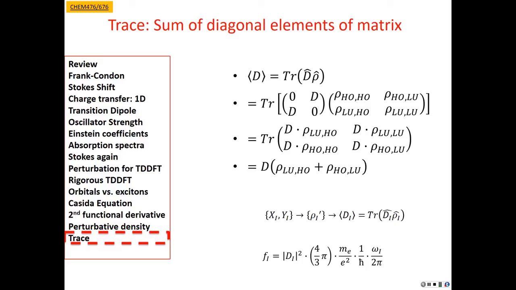So the trace means that we forget whatever was on the diagonal and we take the sum of the diagonal elements. D times rho LUMO HOMO plus D times rho HOMO LUMO. So one was x, another was y. So the matrix element of the transition is x plus y. Right now, our matrices are reduced to just one element because we are looking at one transition. If we are looking for a richer spectrum, we will have more. But you see that as soon as we do have elements of the transition density matrix, we do have a procedure to compute expectation values of the transition dipole element.